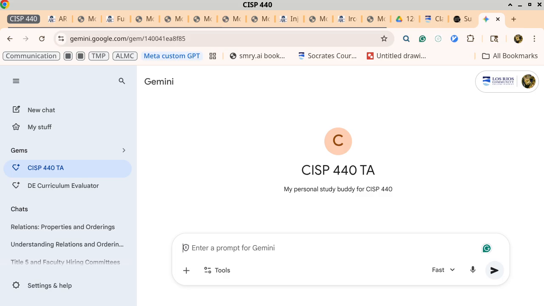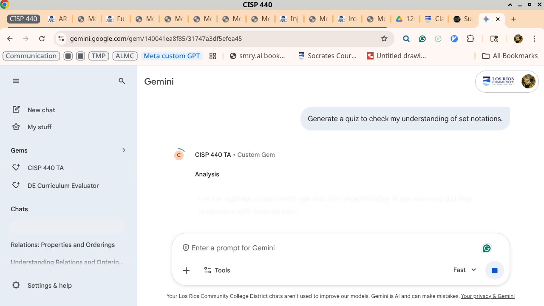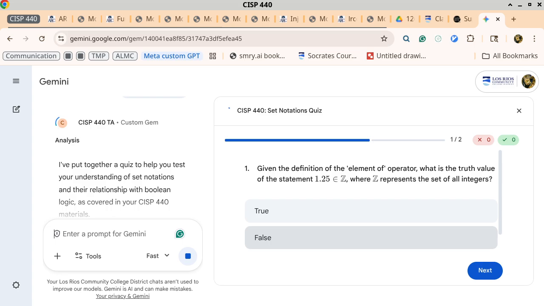Right now, this particular gem only has knowledge of Boolean operators and set notations, so I can only fairly try to assess that part. Now we can give it some additional prompts. You can say, generate a quiz to check my understanding of set notations. So this is really vague. I didn't say how hard or how many questions and whatnot, but it should still be able to give me something to start with.